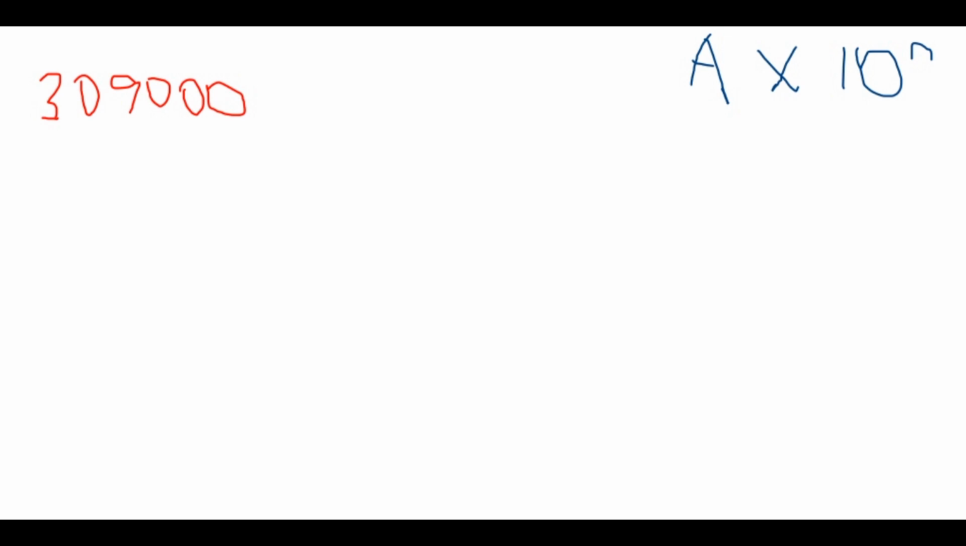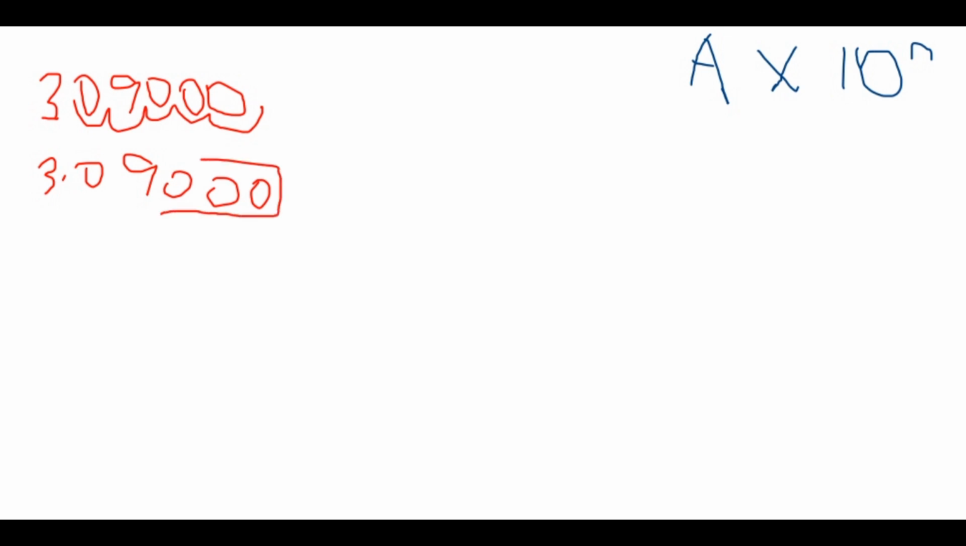Now in this case, still the same thing. We are still going to move the point behind the first significant number, which is 3 in this case. So the decimal point is going to move 1 2 3 4 5 steps. So we're going to have 3.09000. Now remember what I said about this. We can leave out the zeros in this case.